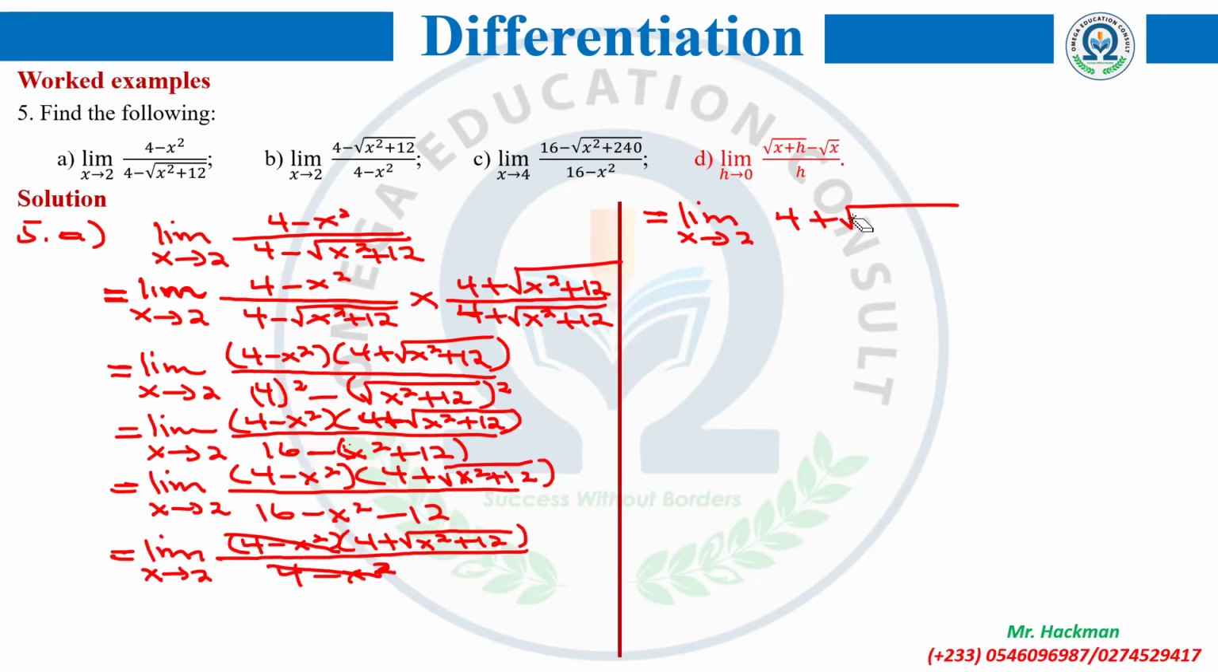Okay, so let me clear this. And the person whose hand is up, I will call you very soon. So we are left with 4 plus root of s squared plus 12. So what I was writing was correct.